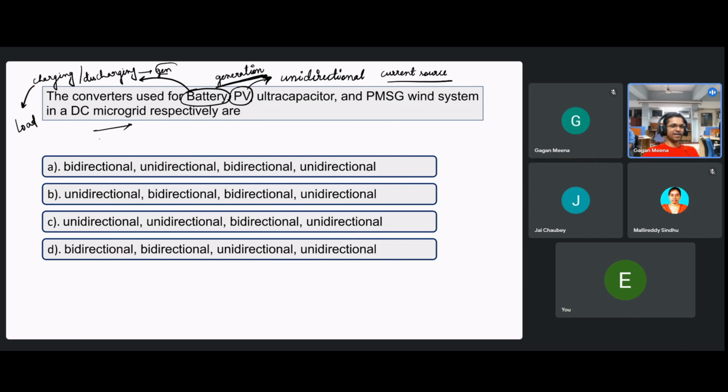Then ultracapacitor. It discharges in one direction? No, charging and discharging both. Capacitor, charging, discharging both. So this is also bi-directional. And what about wind? PMSG wind generator, the permanent magnet synchronous generator.